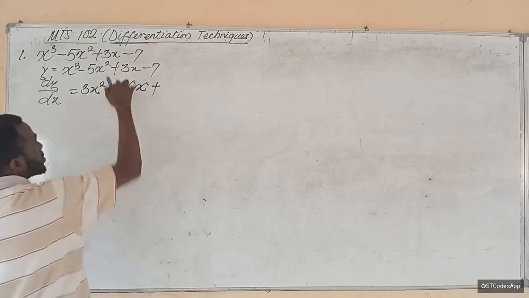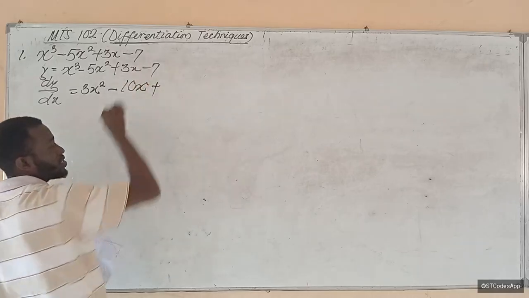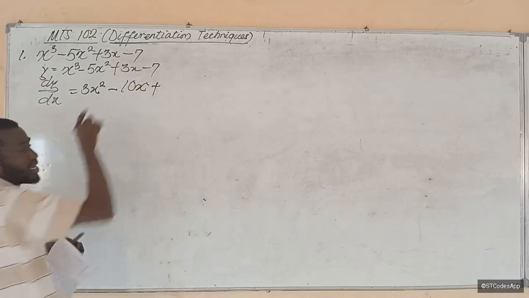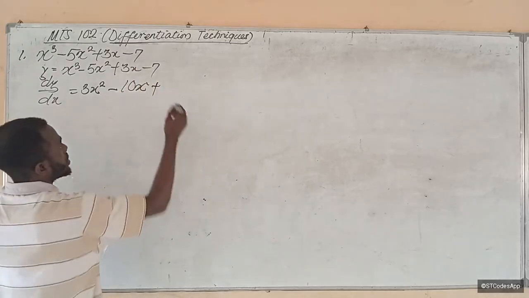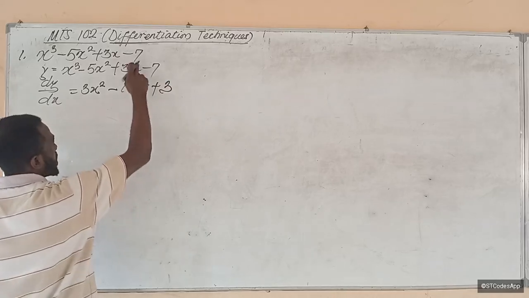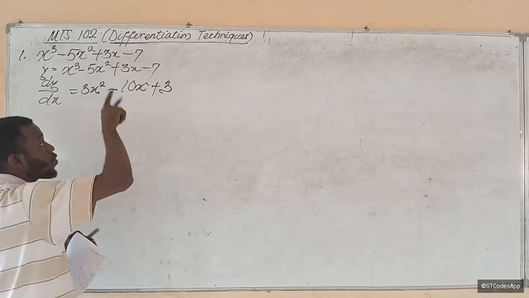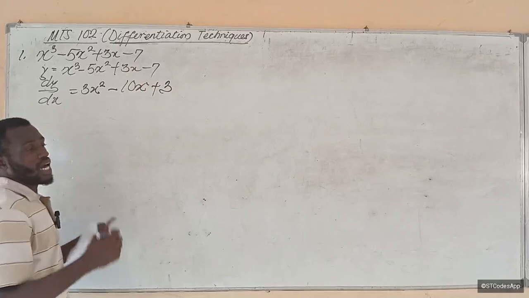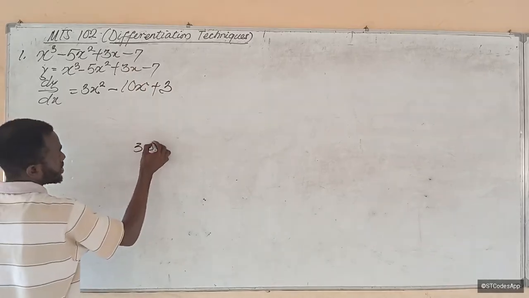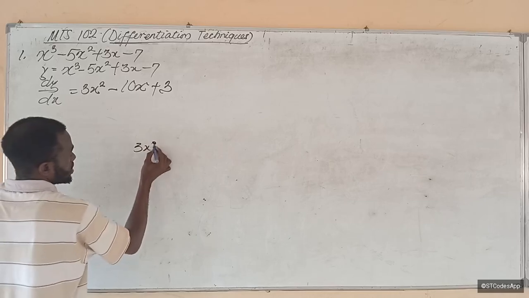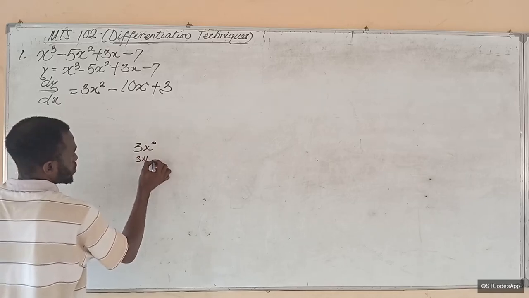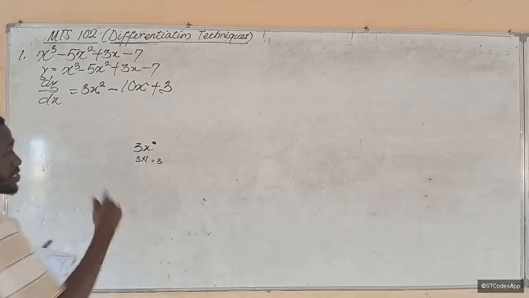Then plus, in the same vein, 1 is the power of this x here. So 1 multiplies 3, and you get 3. But x was raised to power 1 before. Once it's reduced by 1, it becomes 0, and x raised to power 0. So what you have now is 3x raised to power 0. Anything raised to power 0 is 1, so 3 times 1 is 3. So that's why we have only 3 there.